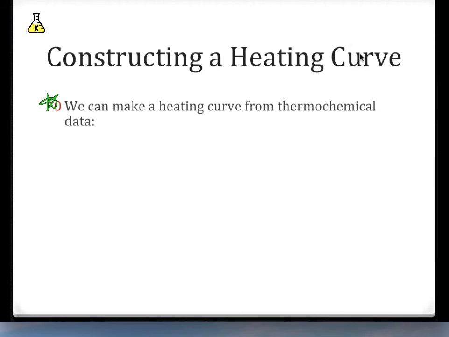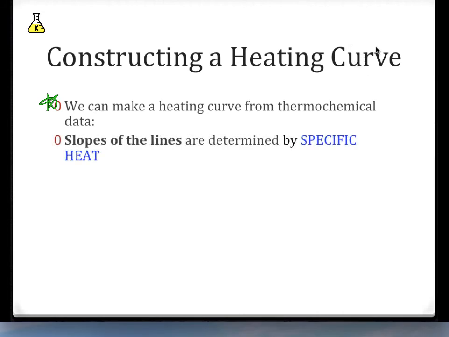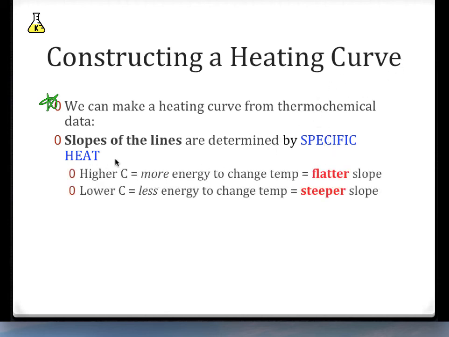With that data, we can basically determine the slopes of the different lines, how steep they are, simply by looking at values of specific heats. Namely, a higher value for C means it takes more energy to change temperature, resulting in a flatter slope. Imagine you have it on a hot plate. It's going to take that hot plate a longer period of time to make the temperature of the water change if the specific heat is higher.